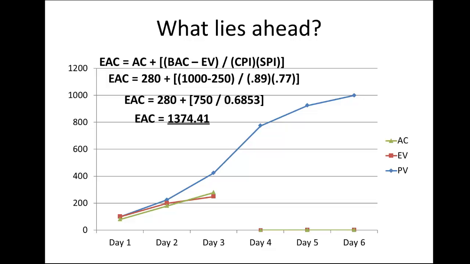Therefore, the formula goes as follows. Your budget at completion minus the earned value is calculated over the multiplication of the performance indicators, plus the actual cost. That will give you the estimate at completion. For this project, you can see that the number is $1374.41.